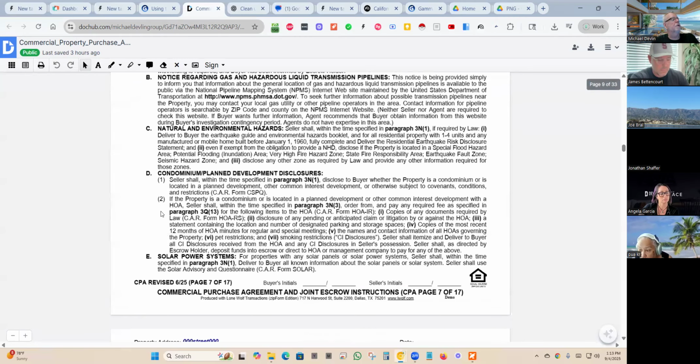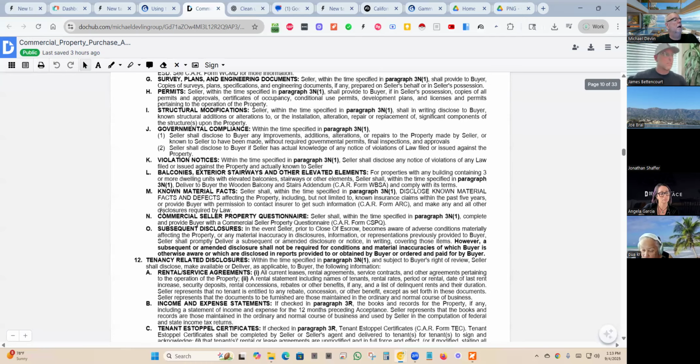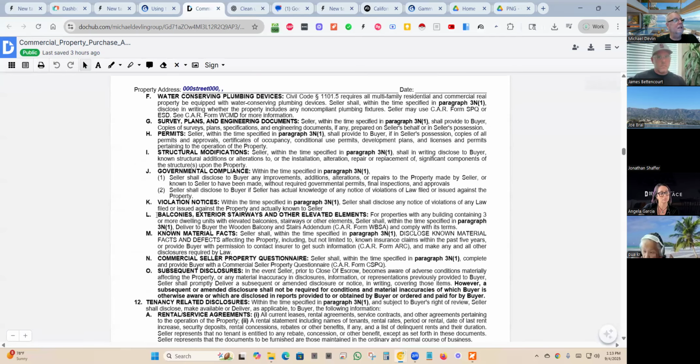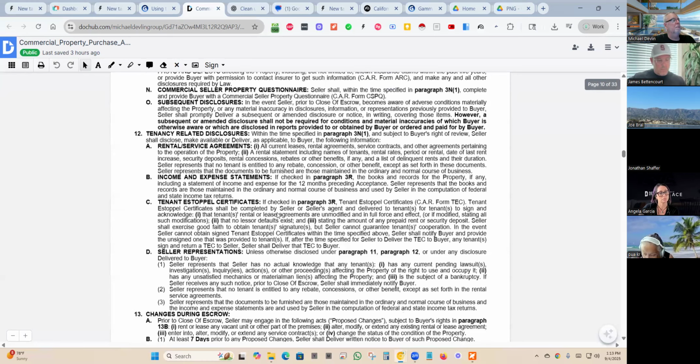This is all pretty much the same. Balconies, like this is mentioned in the other one, but obviously if you have a multi-unit one, that could come up. Tenancy related disclosures, rental service agreements, income statements, tenant or estoppel. All right, so paragraph 12 is give us all the lease stuff.